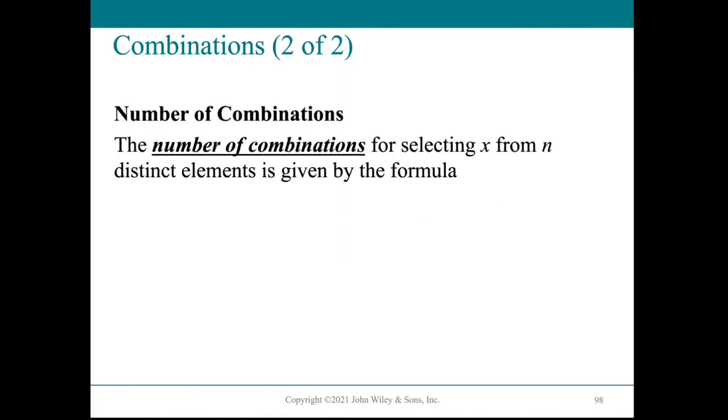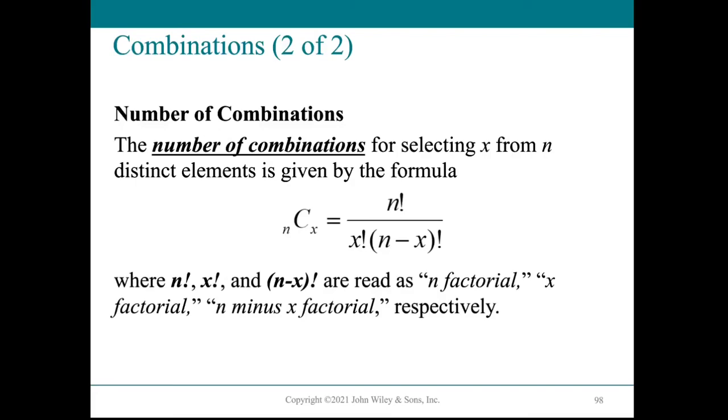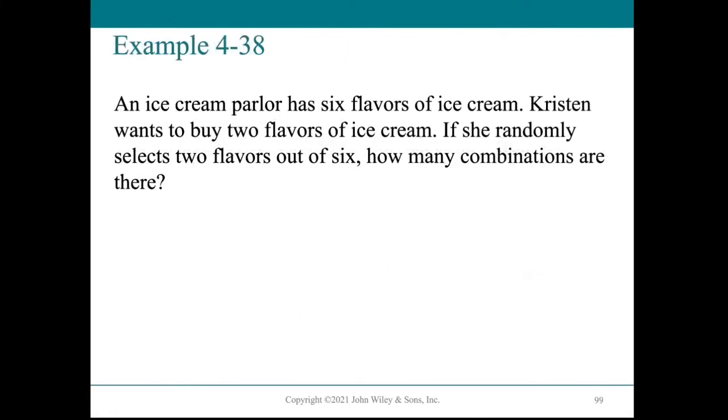So the number of combinations for selecting x from n distinct elements is given. So how do you calculate this value? For the combination of x occurring given n elements, you have n factorial, the total number of elements n, over x factorial times n minus x factorial. Actually, in your calculator, you can just directly input nCx there. So you have n factorial over x factorial times n minus x factorial. So let's have an example.